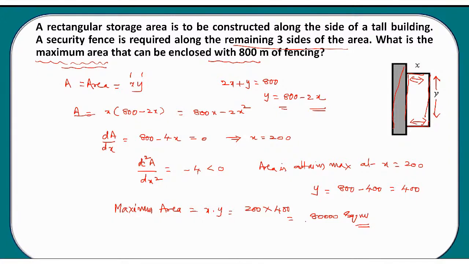Is it clear? So the word problem is to be solved in this fashion. First, you need to identify the function by reading the question carefully and rewrite the function in terms of one variable, then follow the process. Okay. We'll solve one more problem based on the same concept.